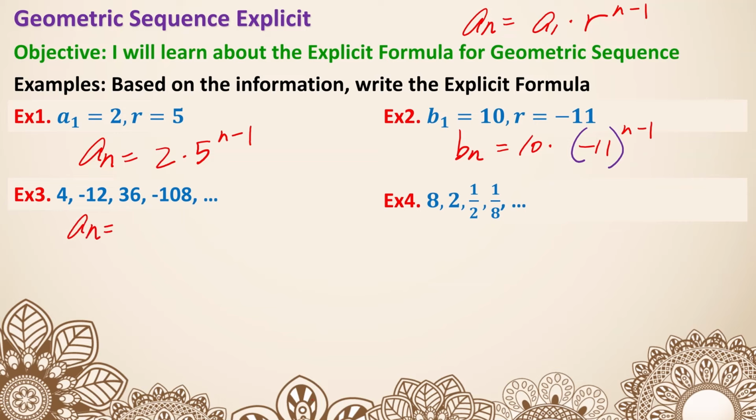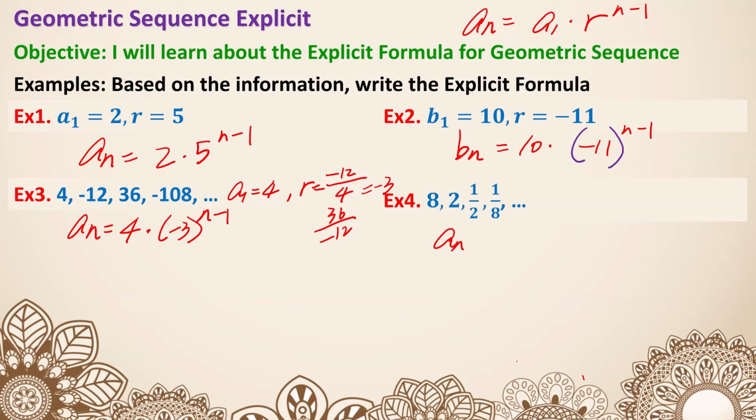Moving on, example 3 and example 4. A sub n, well, we need a sub 1, which is 4, and then we need r. We use the next term divided by the previous, so negative 12 divided by 4, or 36 divided by negative 12, or negative 108 divided by 36. They're all going to give us negative 3. So 4 times negative 3, don't forget to put parentheses, n minus 1 power.